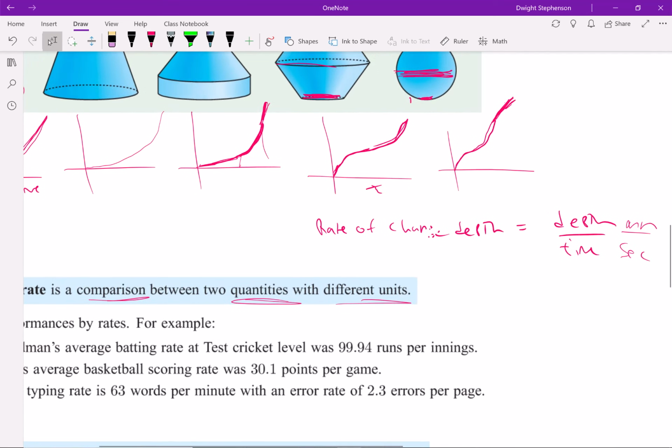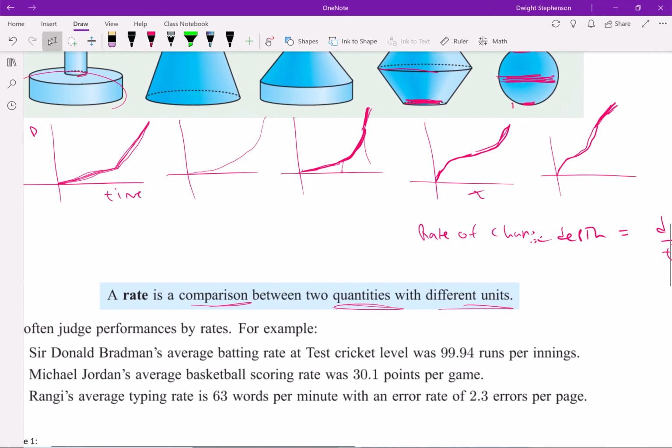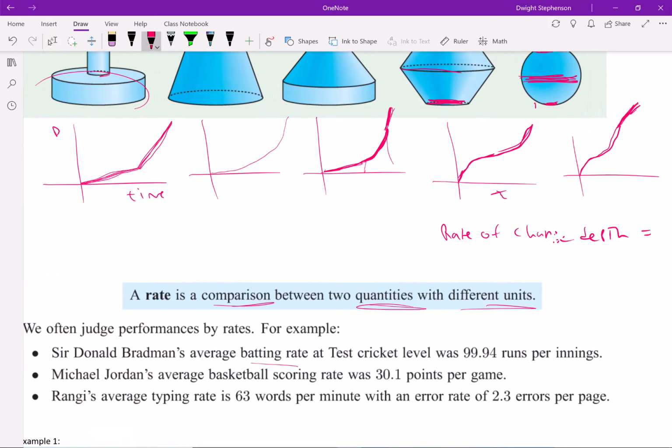Some other examples of rates are batting average, if you ever follow baseball. You could say 99.4 runs per inning, right? You see the two different units, and you also see they're being divided. So rates are things that are being compared by writing a ratio.